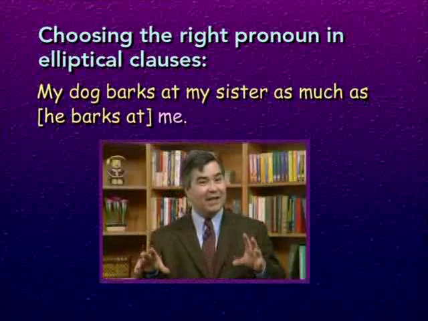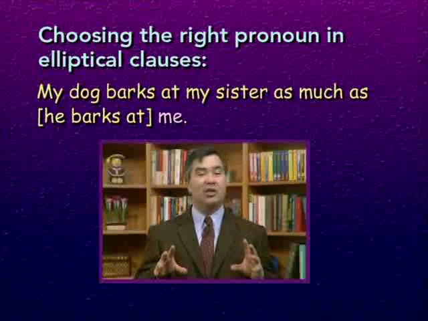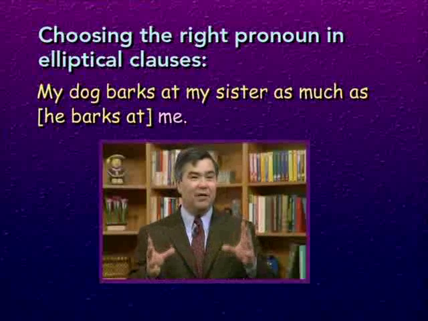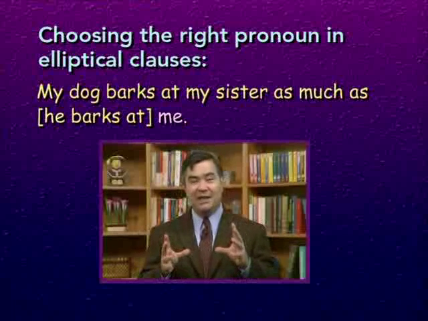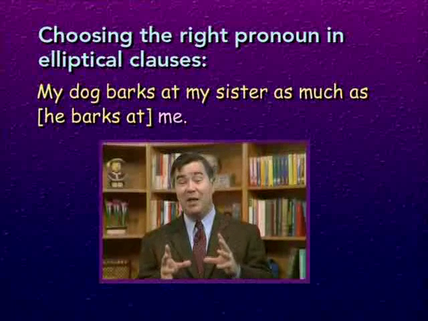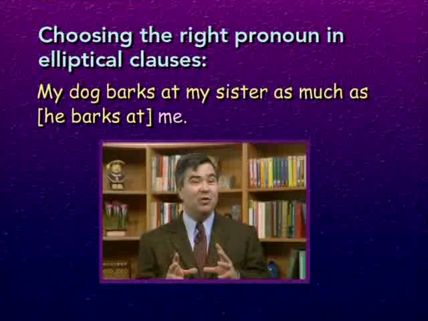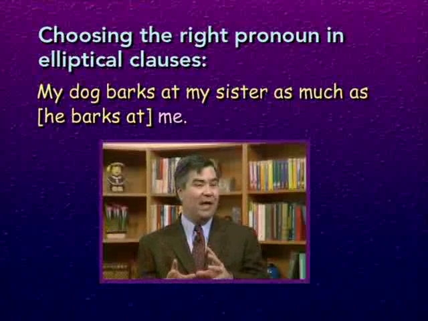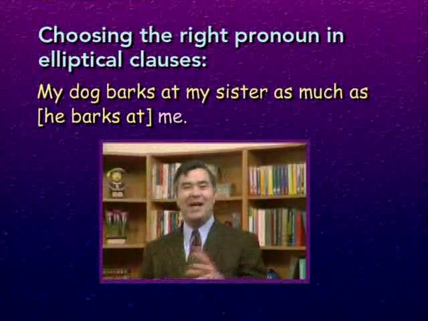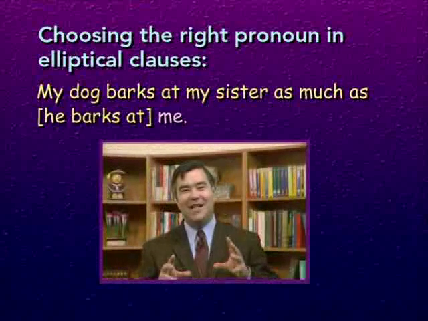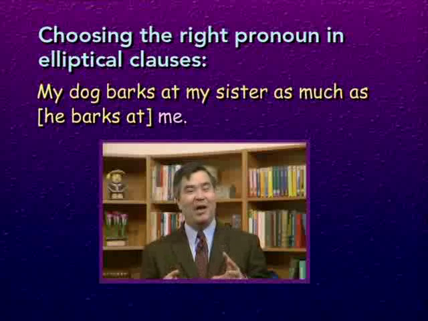Okay, assuming that that's the correct meaning, which seems logical in the context of what we know about dogs and human beings. So if that's what's being said, then the correct pronoun should be me, because you use the objective case pronoun based on the fact that once the omitted words have been stuck back in, we see that the pronoun is the object of the verb barks.